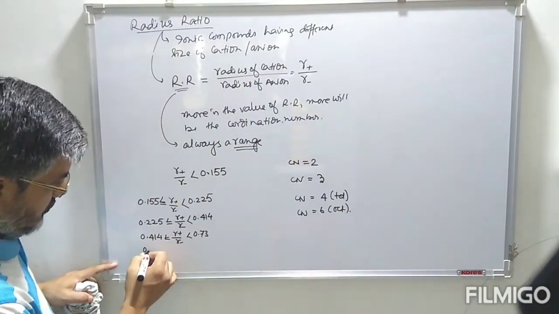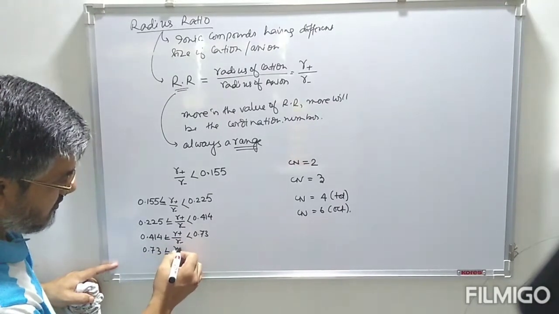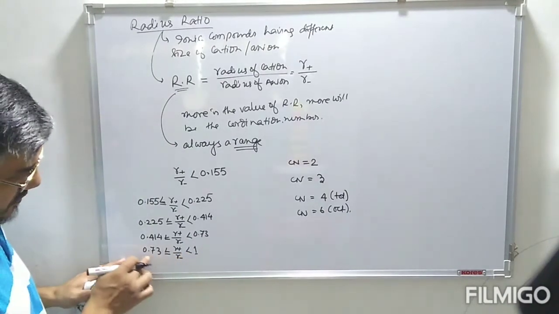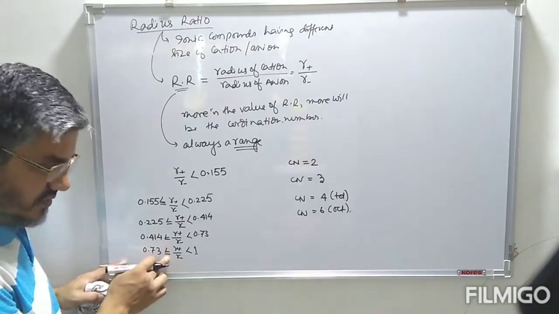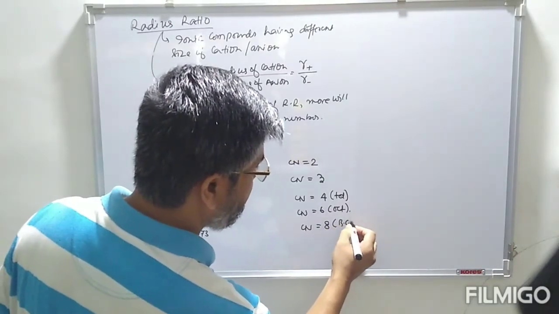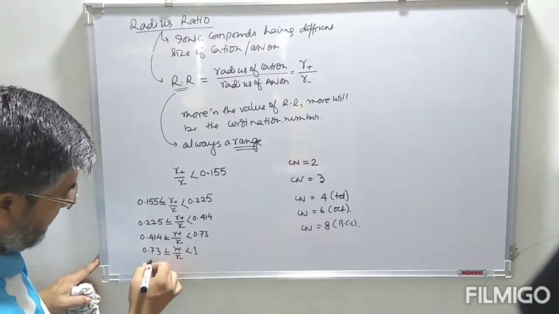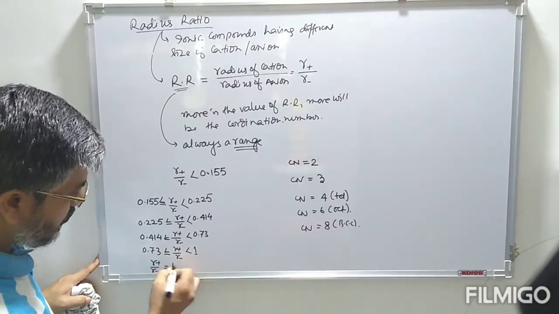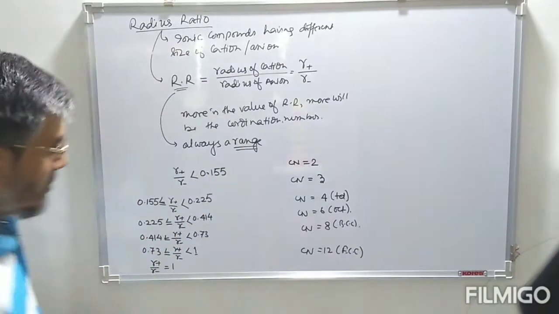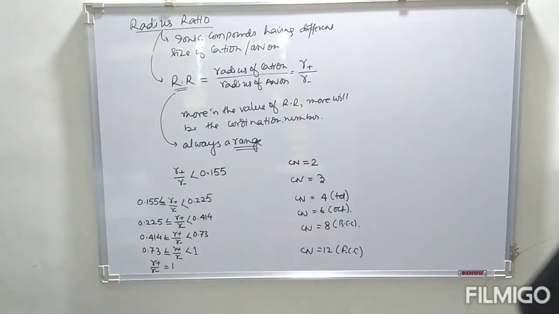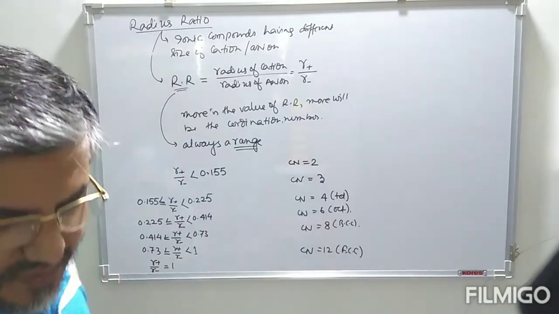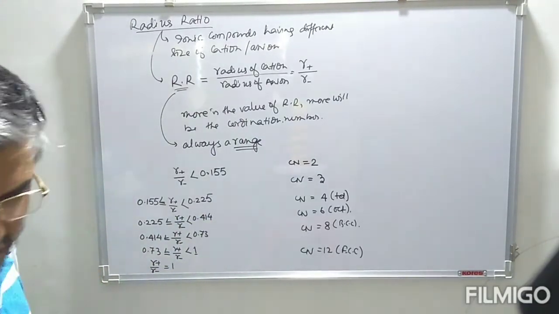If the value is equal to 0.73 or greater, but less than 1, then the coordination number changes to 8, that is body centered cubic. But if the radius ratio equals 1, the coordination number changes to 12, that is FCC type. So once we define this radius ratio, we can always predict the coordination number. Once we know the coordination number, we can also predict the type of unit cell. So this is radius ratio.